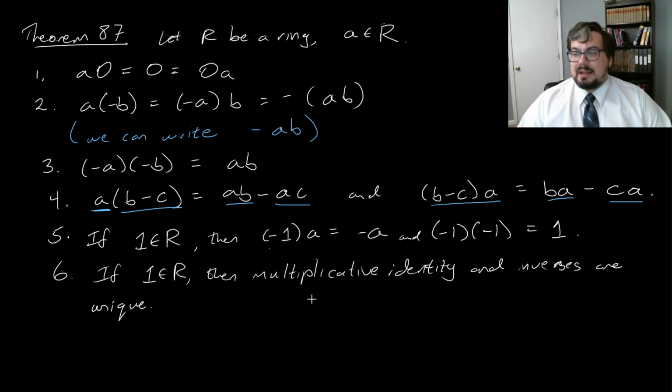All right, we'll talk about how to do a couple of these statements just to show you what the pattern of argument looks like here. The rest of them will be left as an exercise. I will point out that number 6 here that we just mentioned, the argument for this goes almost exactly like the argument we did for groups when we wanted to show that the identity was unique and inverses were unique. So let's look at the proofs of a couple of these statements.